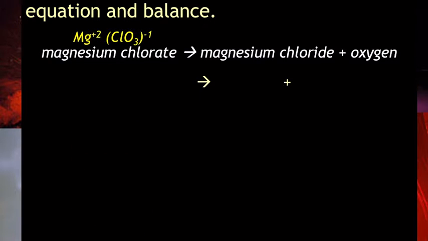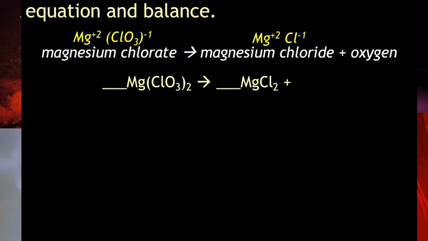Okay, so magnesium chlorate. Magnesium is going to have a positive 2 charge. Chlorate's going to have a -1 charge. We crisscross those to get Mg(ClO3)2. Now magnesium chloride. Magnesium has a positive 2 charge. Chlorine has a -1 charge. We end up with MgCl2. Oxygen is just an element, but it is one of our diatomic elements, so we have O2.